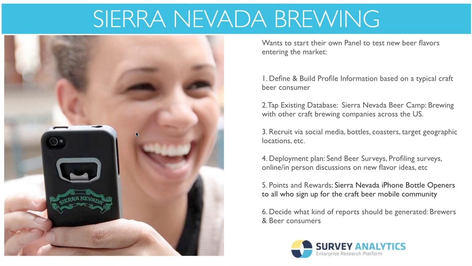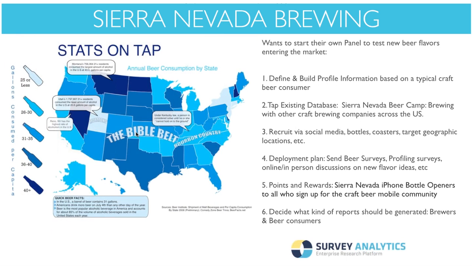And as we mentioned, having a points and reward strategy is great. So with Sierra Nevada, the iPhone bottle openers to all who sign up for the craft beer mobile community. And lastly, we want to decide what kind of reports we should be sharing internally, and should we be generating any type of reports externally, such as infographics, which are really great.